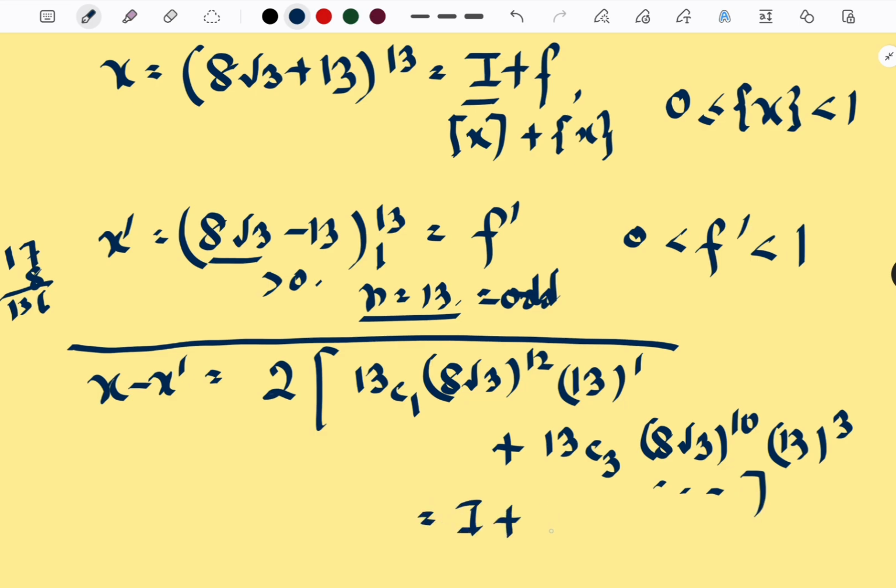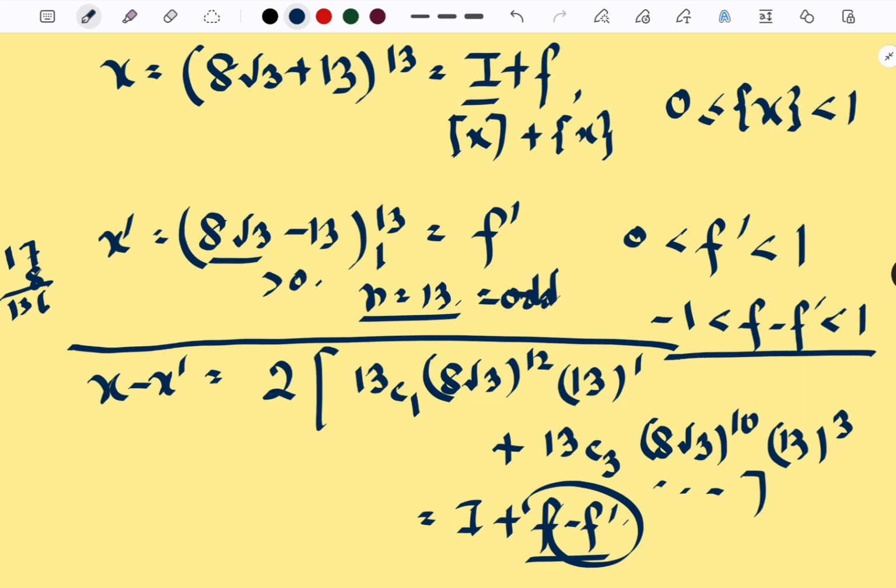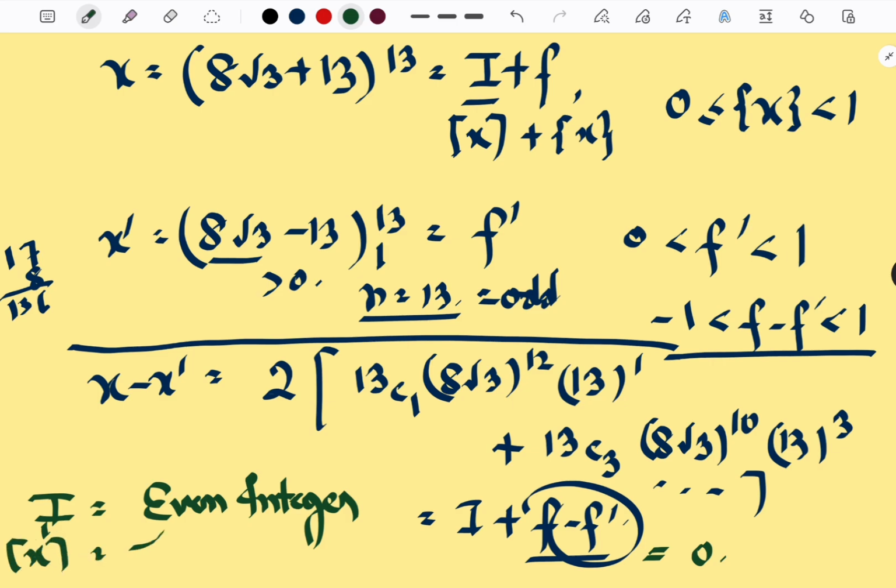So I + f - f'. Now again, f - f', I said when I subtract, the value will be equal to 0. Why? f - f' will always lie from -1 to 1. Now the left hand side is an integer, so the right hand side must be an integer, where I is always an integer. So f - f' has to be an integer, which is equal to 0. So I is an even integer, which is the GIF of x, which is even.